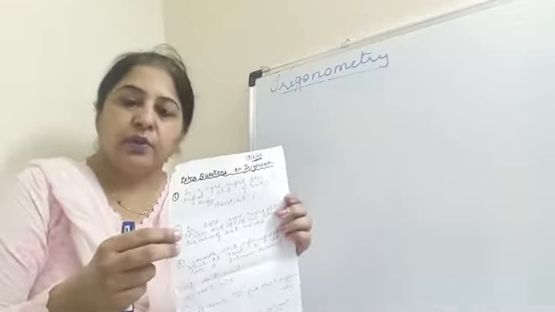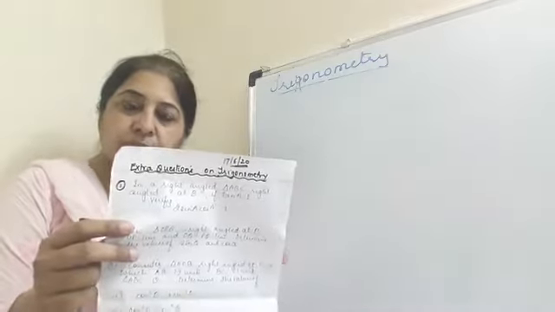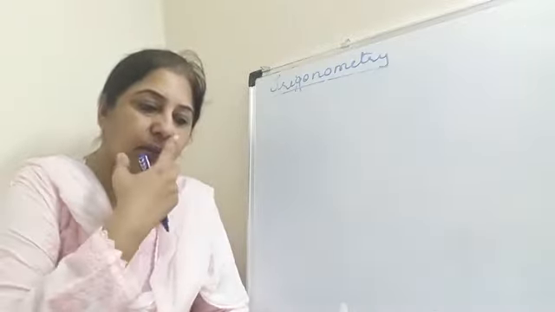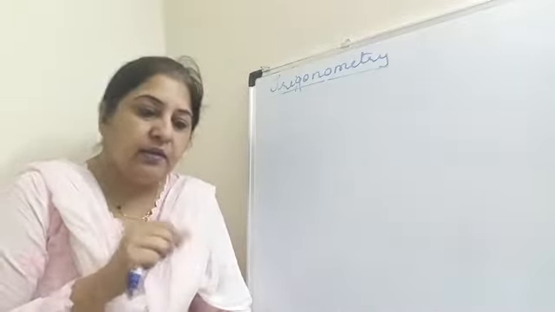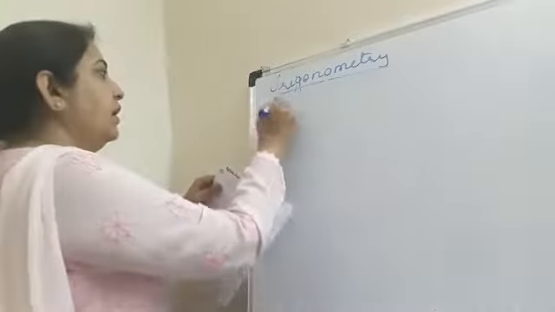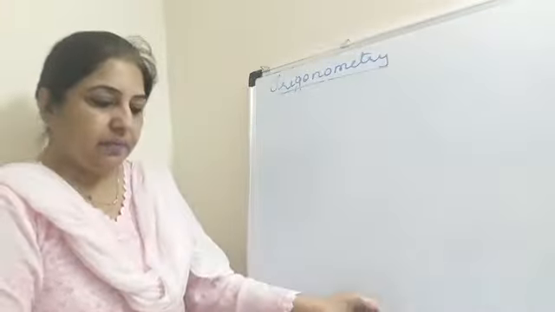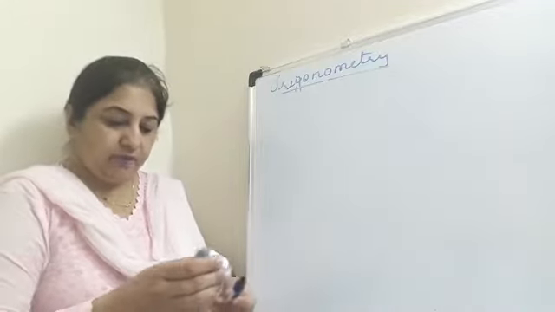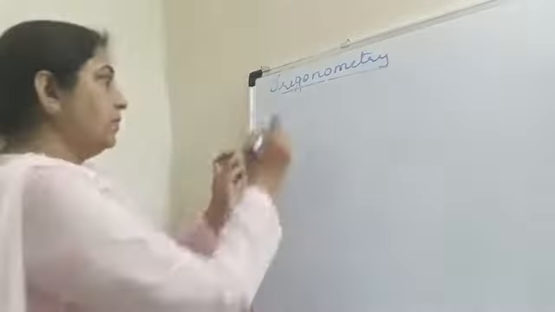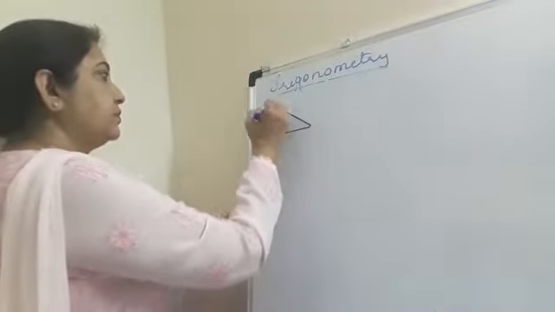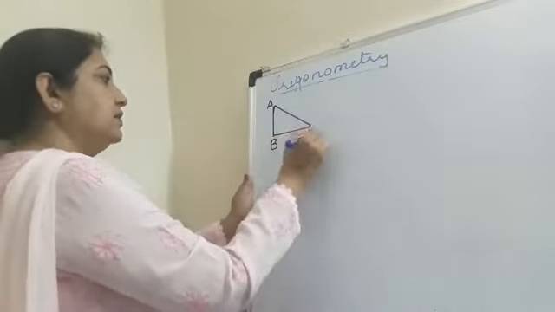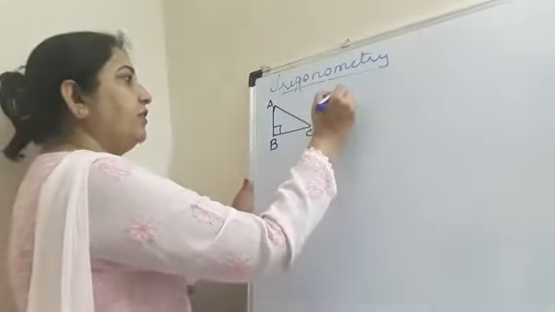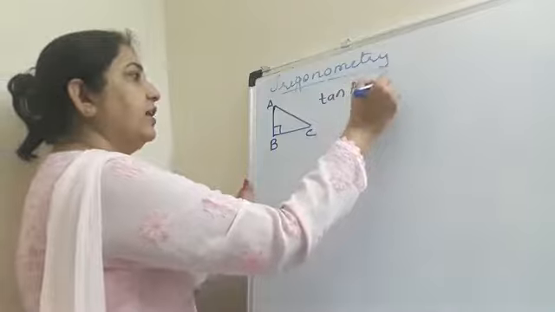So let us begin with question number 1. There are total 10 questions. Let's see what is question 1. So listen to me carefully. In a right angle triangle ABC, right angle at B, right? It is given that tan of A is equal to 1, right?